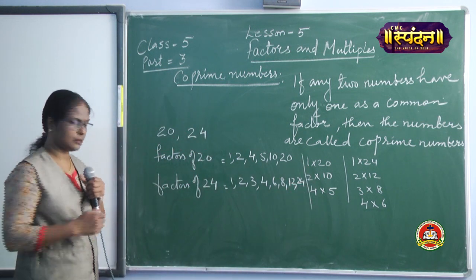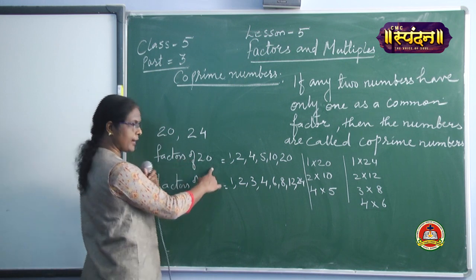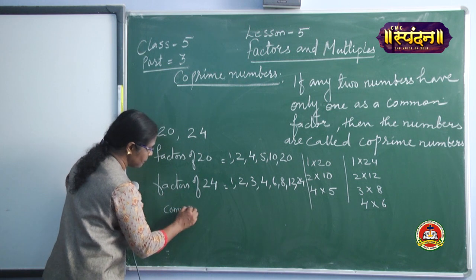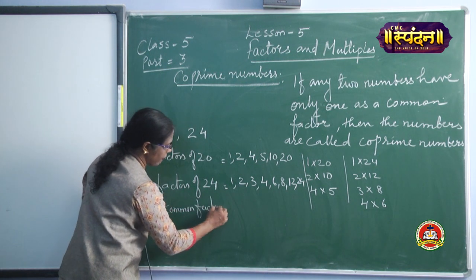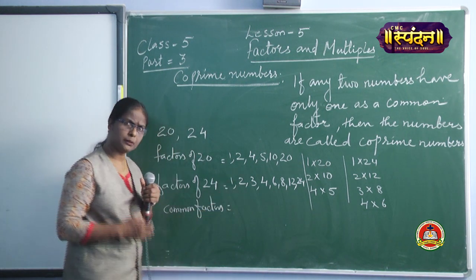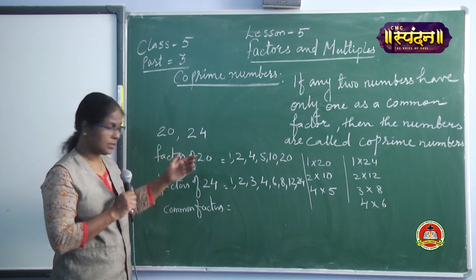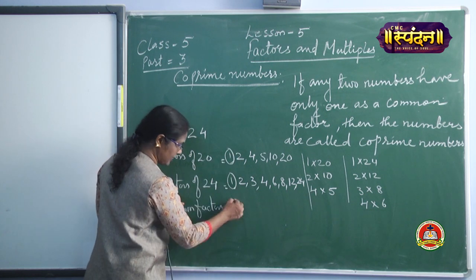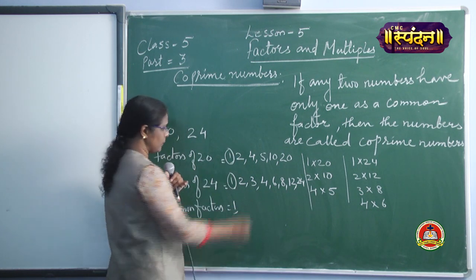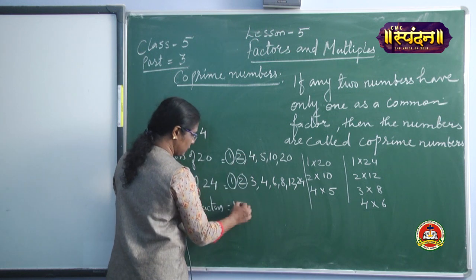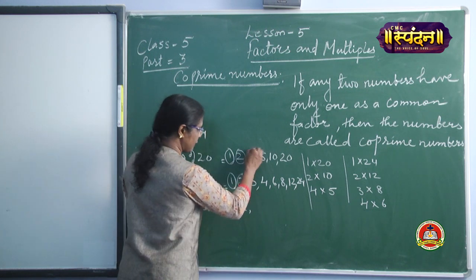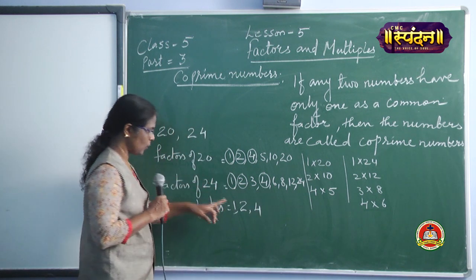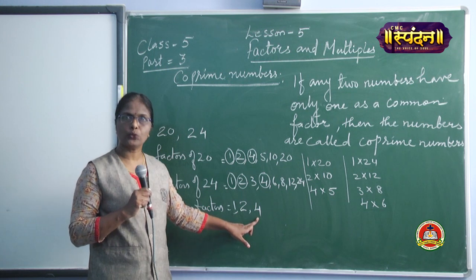Now these are the factors. We found the factors of 20, we found the factors of 24. We are going to find the common factors of both these. Common factors means the number which is present in both the numbers. You can see here 1 is present in both the factors. 1 is a factor of both 20 and 24. 2 is a factor of both the numbers. Then 4 is a factor of both the numbers. So here common factors are, you can see, 1, 2 and 4.